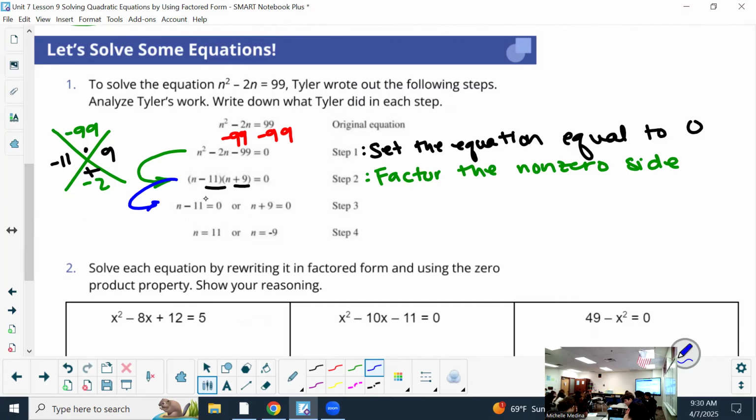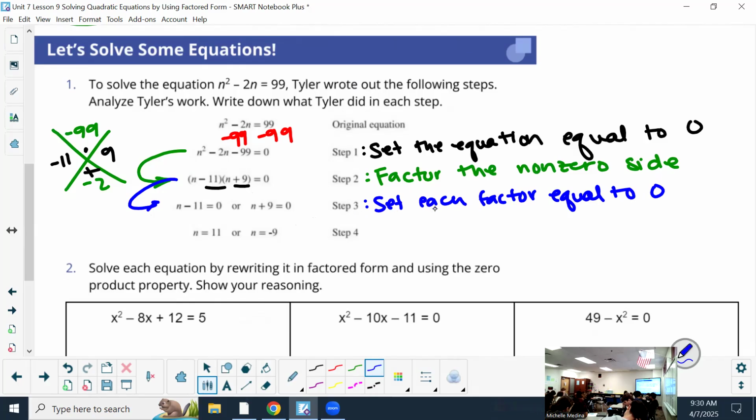What they are doing is setting each factor equal to 0. So what are factors? What do we do with factors? What operation of math do we do with factors? We multiply them. So even though it's not just a single number going on here, we have a parentheses times another parenthesis. So those are factors. So putting each factor equal to 0 is what's going on in step 3.